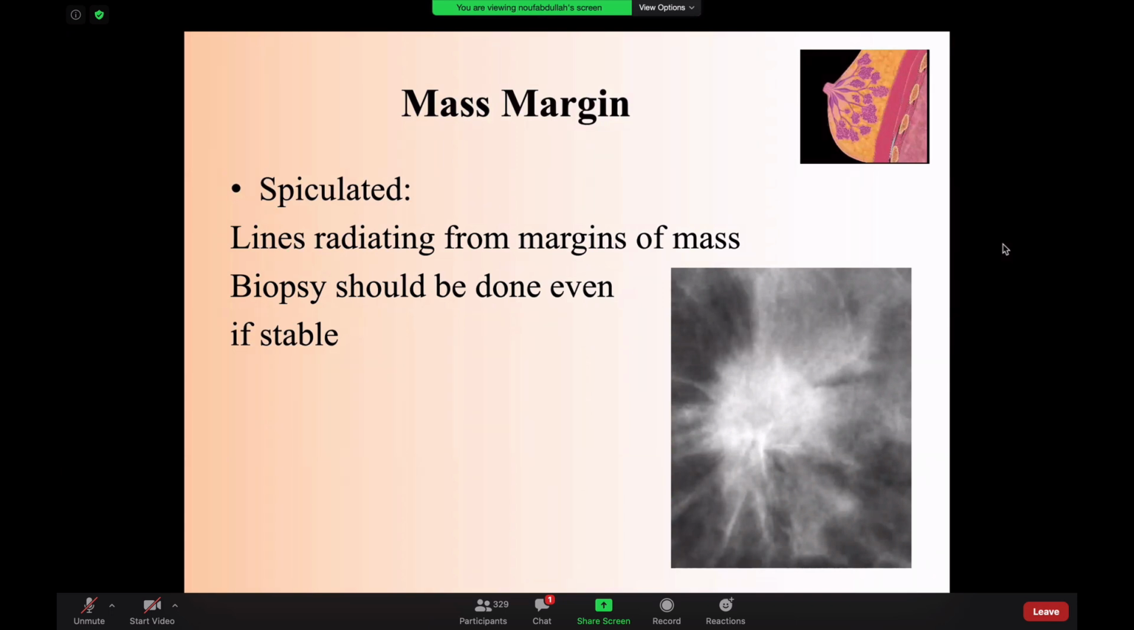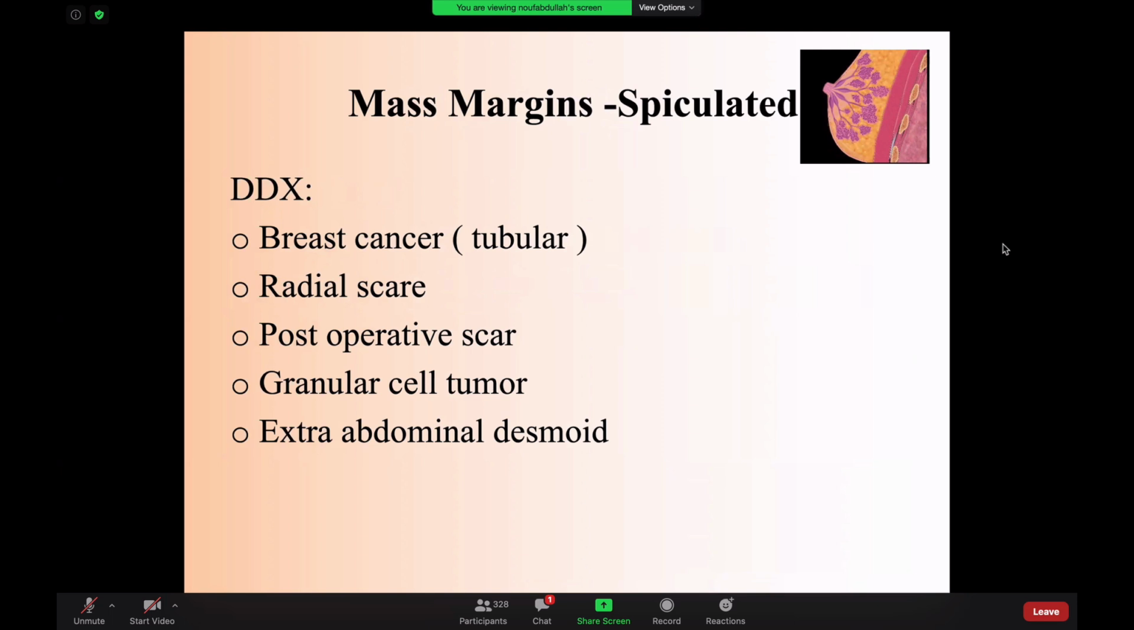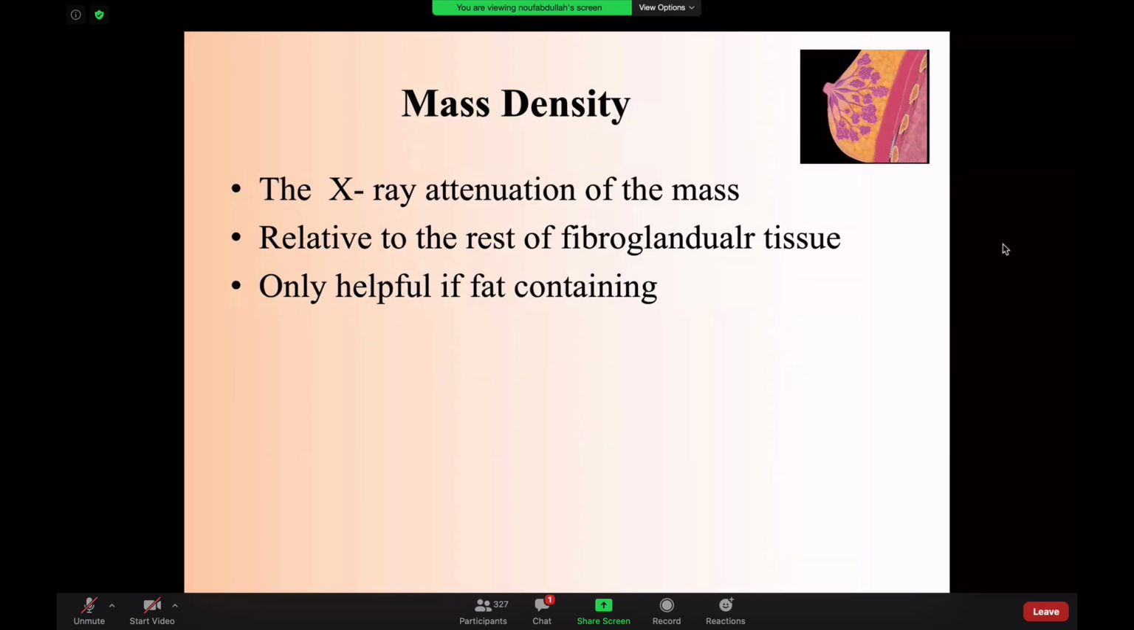Spiculated is when you see a mass, a 3D space-occupying lesion, and when you look at the margin, you see this sun-rays appearance or spicules radiating from the lesion. Whenever you see this, it is highly suspicious for malignancy. This is your differential diagnosis for a spiculated lesion. We talked about it: cancer, usually tubular cancer is the typical one; radial scar; post-operative scar. There are other differential diagnoses, however, they are not common, so I would stick with these 3 important ones. We talked about fat necrosis before, also one in the differential diagnosis.